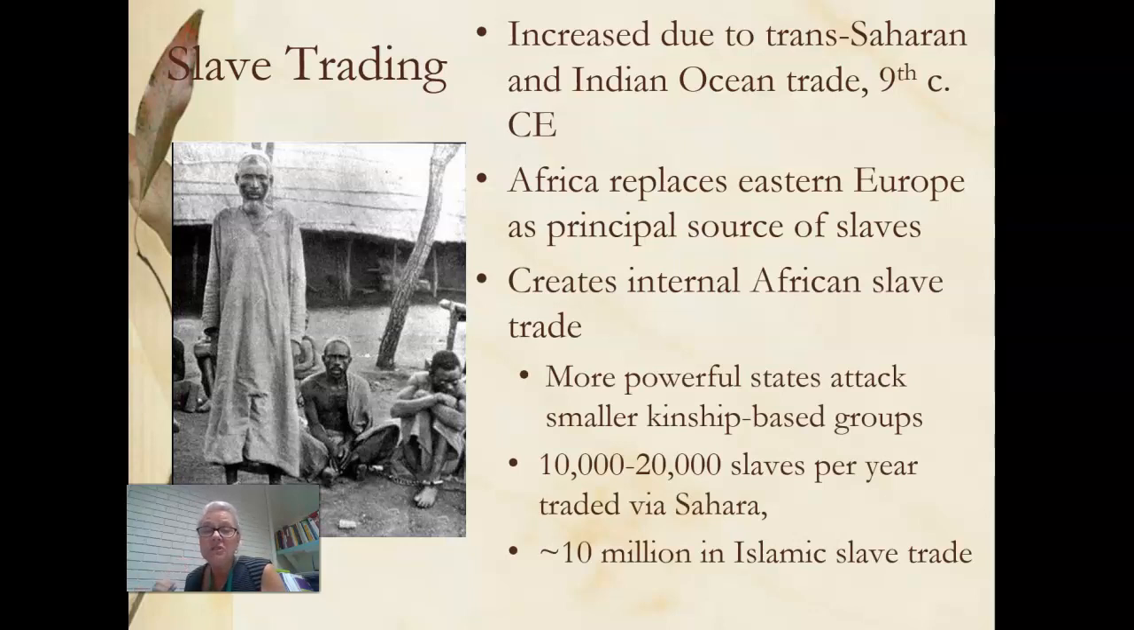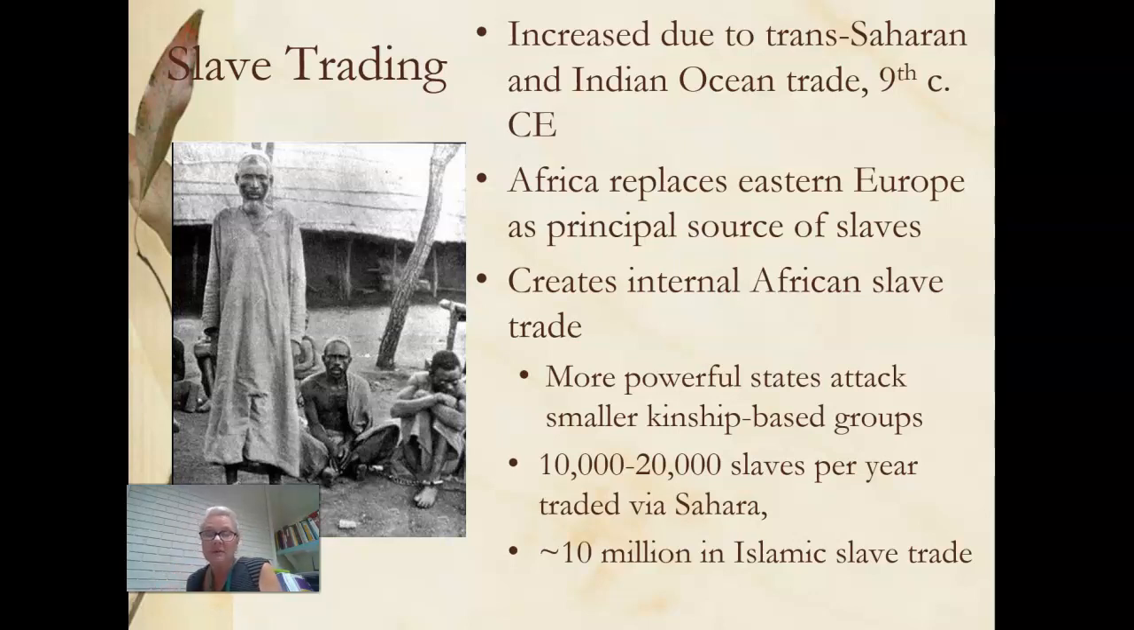This created an internal African slave trade. So, what does this mean? This means that people from the coastal areas are going up the rivers like the Zaire or Congo River, or up rivers in East Africa in order to capture unsuspecting people from their villages. So these more powerful states, both in West Africa and on the Swahili coast, will attack these smaller kinship-based groups. They will capture the slaves and then they will trade them via the Sahara, or I should also have here the Indian Ocean, about 10 to 20,000 slaves per year.